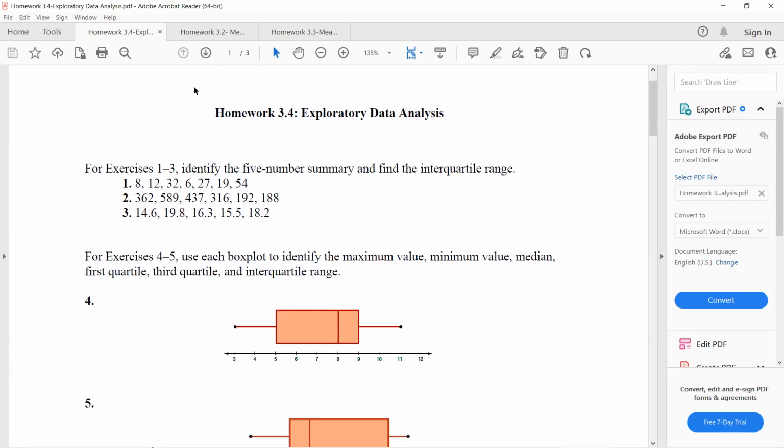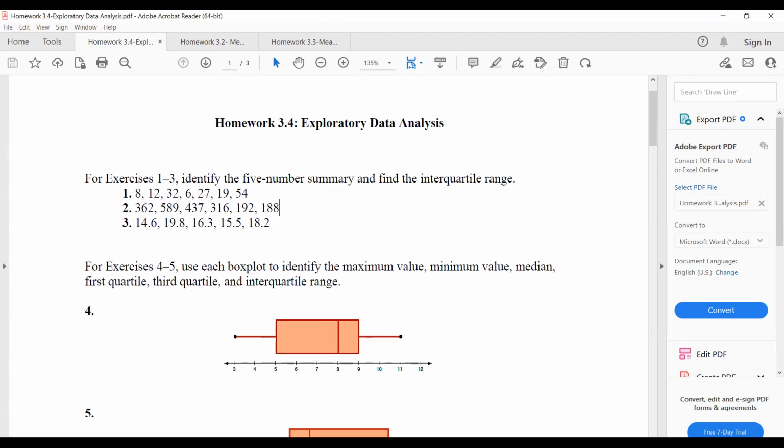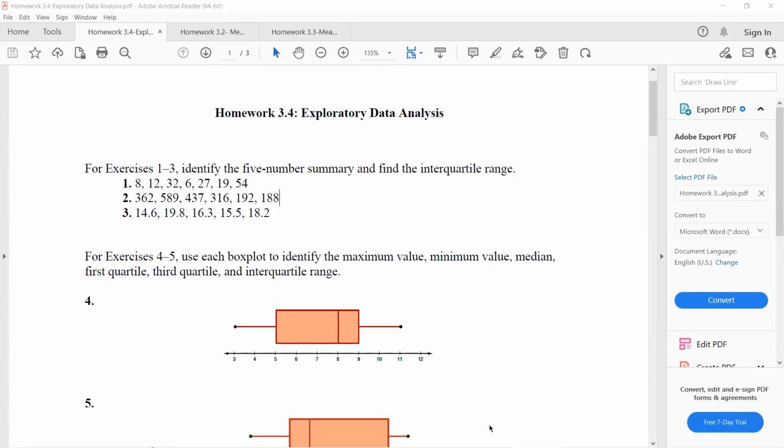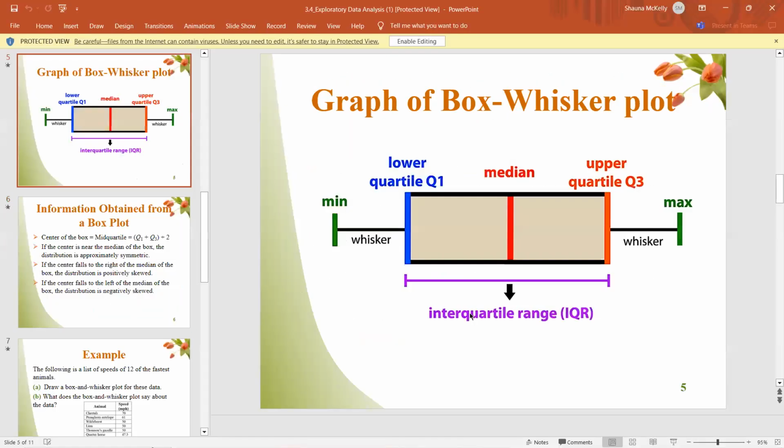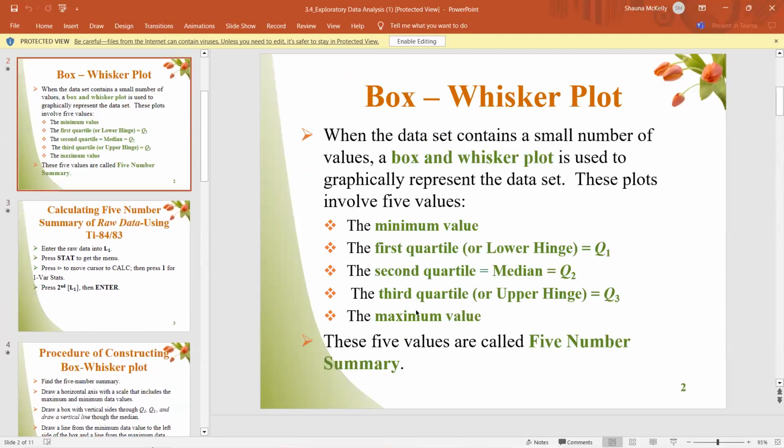Your five-number summary is on the slides. Let me pull up the slides for 3.4 so that I can show you that. Let me scroll back. The five-number summary is given to you on the second slide. Here they are: the minimum, the first quartile, the second quartile, the third quartile, and the maximum. Those are the five-number summary.